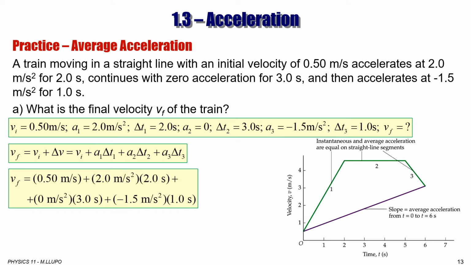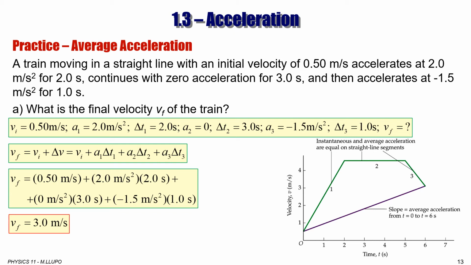So we can do the same thing by replacing those symbols with the numbers that we have, the given values. So the initial is 0.5 meter per second, then A1, acceleration on segment 1, is 2 meter per second square for 2 seconds, delta T1, plus 0 meter per second square, which is A2, times 3 seconds, plus minus 1.5 meter per second square for 1 second. And then you get 3 meter per second.